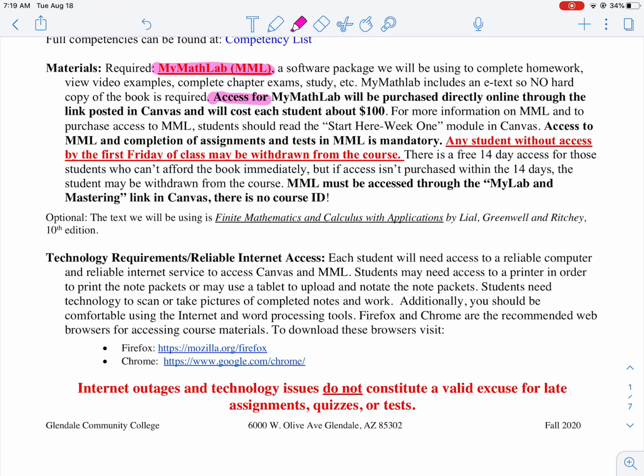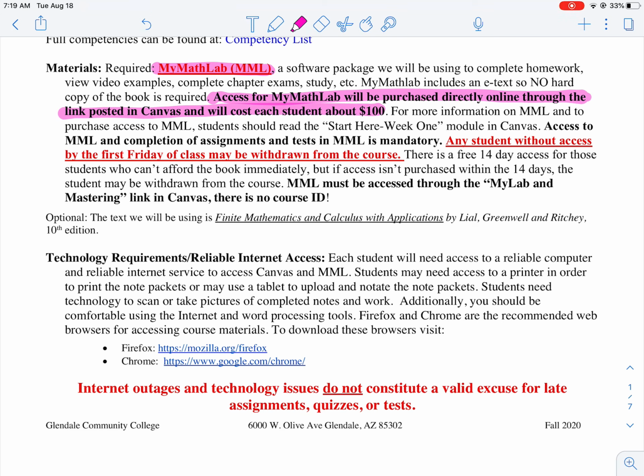But access to Mymathlab will be purchased directly online through the link that I've posted in Canvas, and it'll cost you around $100. If you do need to, you can purchase the code through the bookstore. It might be a little bit more expensive, but you still do have to access Mymathlab using the link in Canvas. You'll get more information in the week 1 starting here module. Make sure that you follow those directions so that you know how to register for Mymathlab.